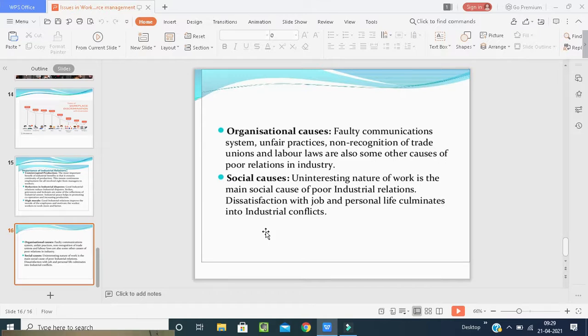Society communication should be there. If you dissatisfy the society people, then that will be a problem for the employees and the company in future. The dissatisfaction level is the one where personal life culminates into industrial conflicts. So all these things will be there.